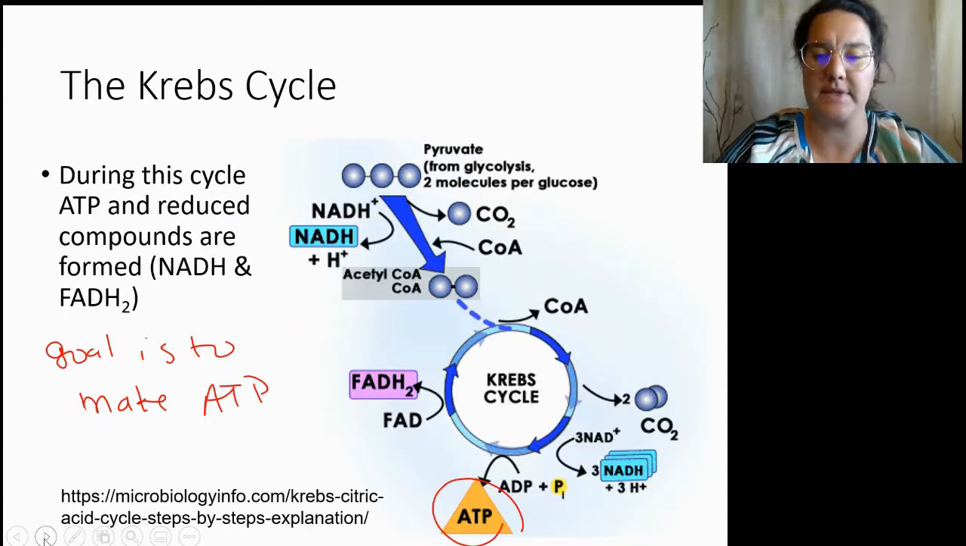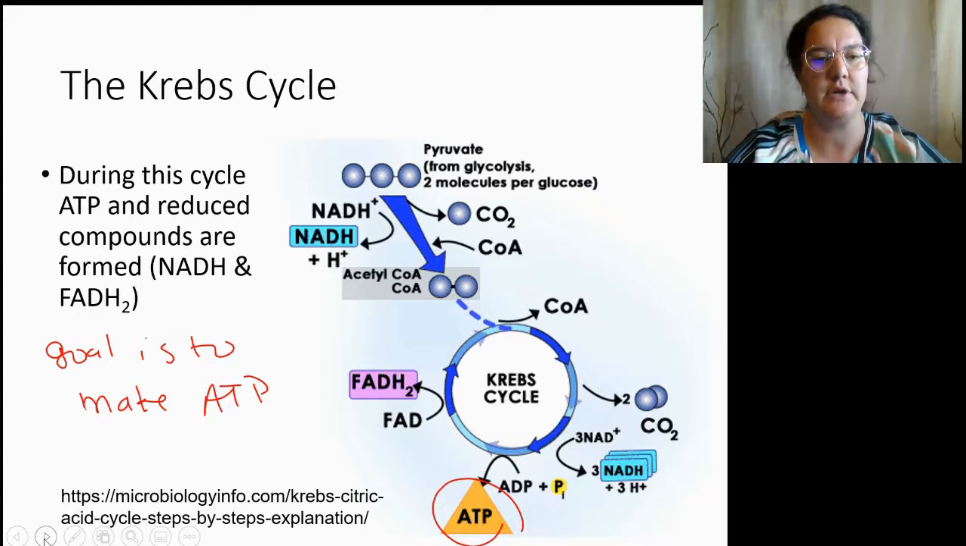So now the Krebs cycle is again inside the mitochondria. During this cycle, ATP and reduced compounds that have gained electrons are formed, so NADH and FADH2. So the goal of this is to make ATP. So in the Krebs cycle, we release carbon dioxide, we reduce compounds to form NADH and FADH2, and our goal is to make ATP.